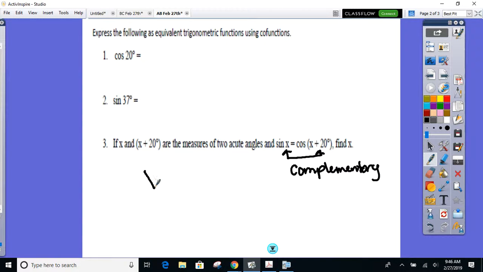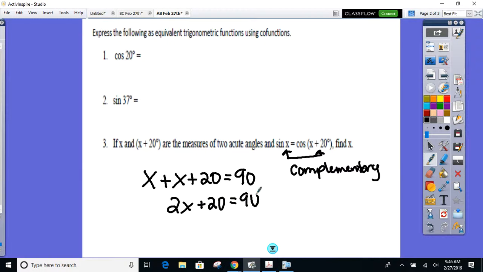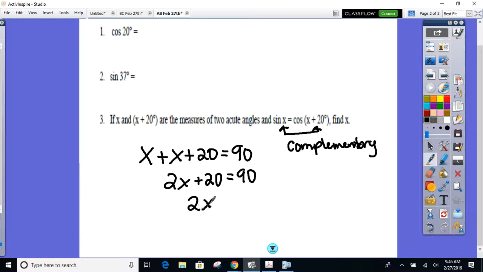I could say x plus the other angle, x plus 20. They have to add to what? 90 if sine and cosine are going to be equal. Whew. Now you can find x. Get out of that habit. If you see sine and cosine equal, don't automatically set them equal. Their angles add to 90 then. All right?